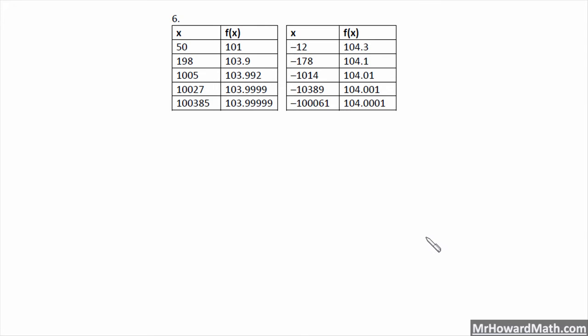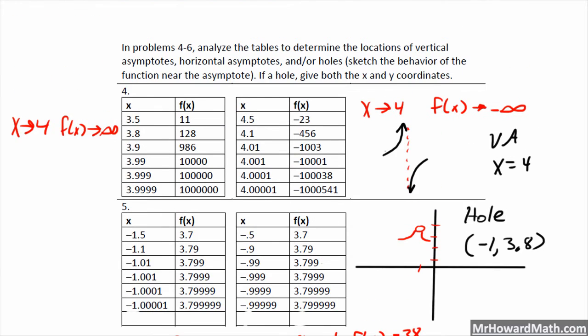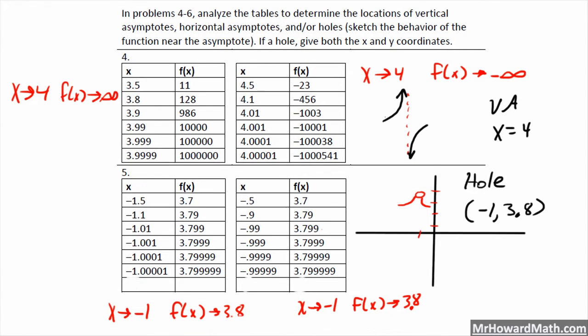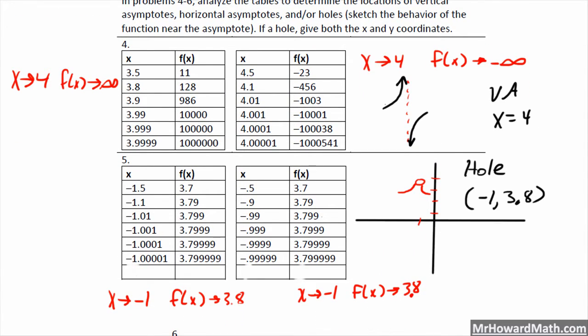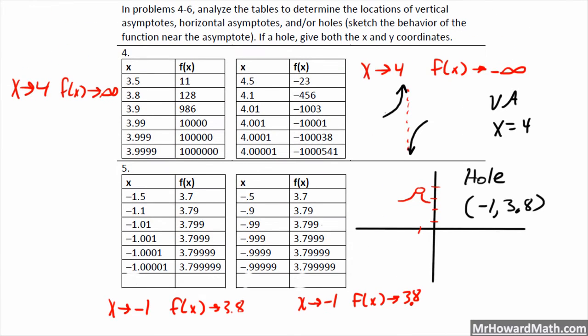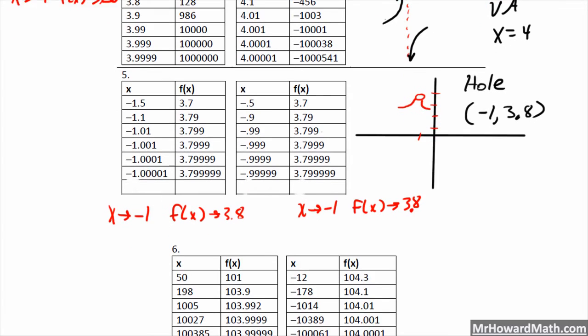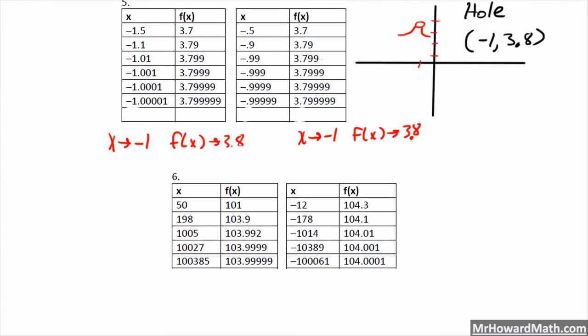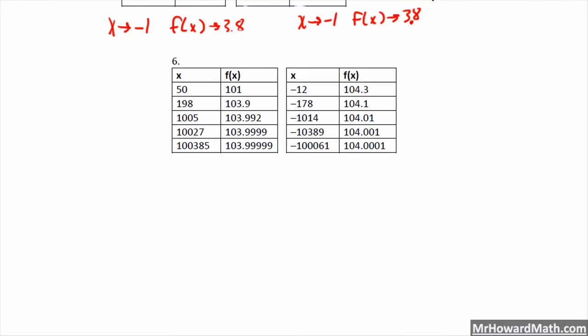Alright, this is part 2 of our Unit 10 review videos. In part 1 we did question 1 through 5, so we're picking up with question 6 here on your review. And just to recap, we were working with these tables and analyzing where we had vertical asymptotes, horizontal asymptotes, or holes. The first table gave us a vertical asymptote, second table gave us a hole in the graph, so guess what? We're probably going to have a horizontal here.